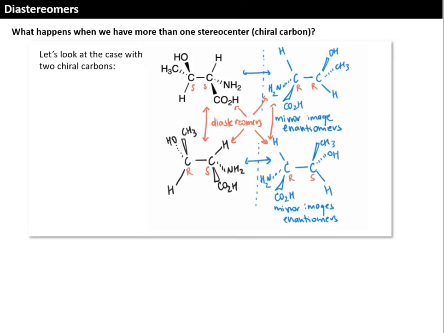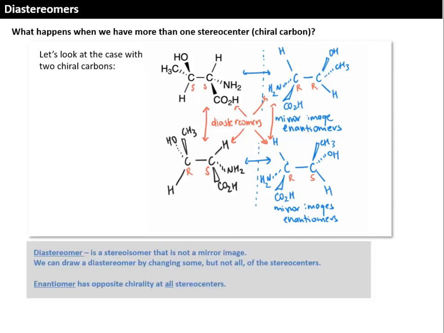So when we have more than one chiral center, we can have enantiomers and diastereomers. And a diastereomer is a stereoisomer that is not a mirror image. We draw a diastereomer by changing some, but not all of the stereocenters, as we did above. An enantiomer is a stereoisomer that has opposite chirality at all of the stereocenters. When we have two stereocenters, there are four possible stereoisomers. When we have more than two stereocenters, the number of stereoisomers possible is defined as 2 to the number of stereocenters.